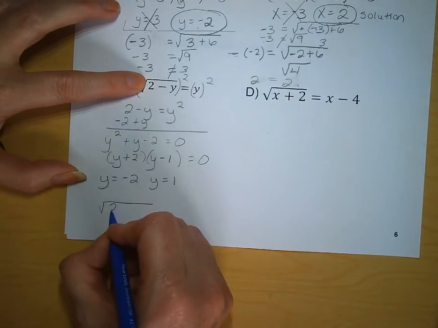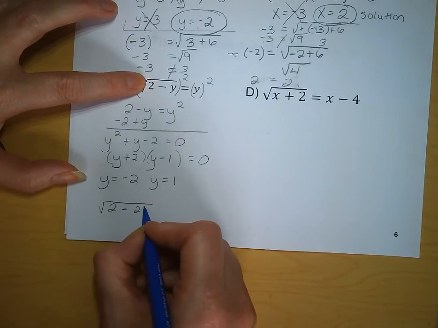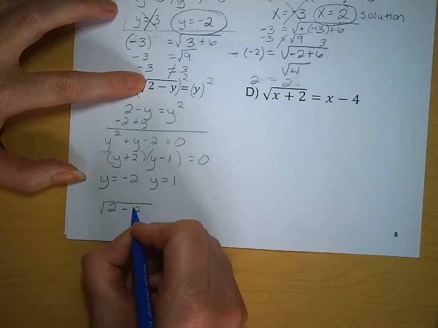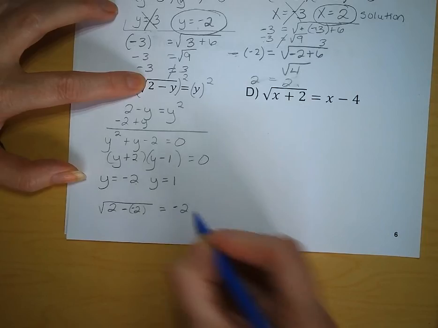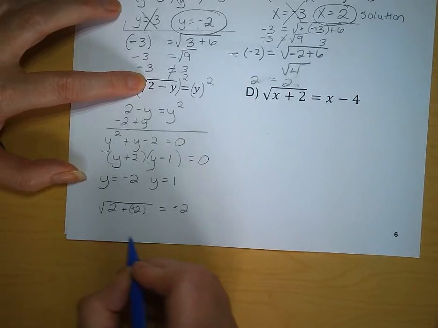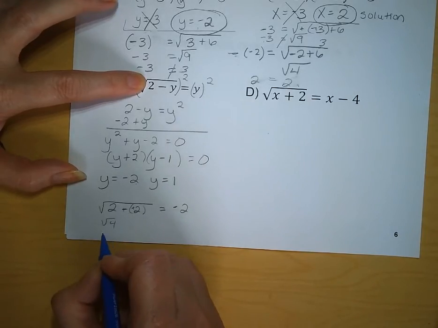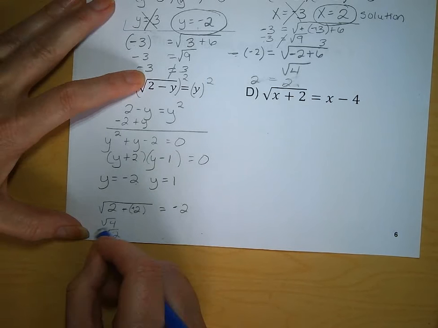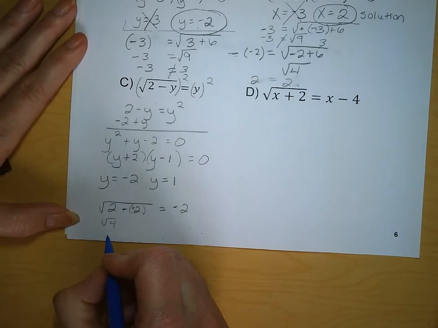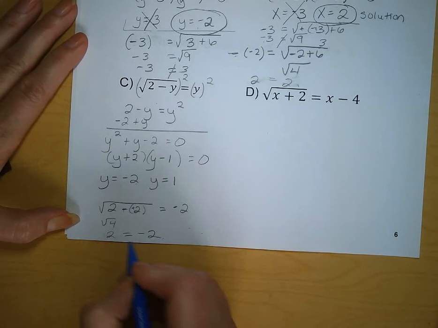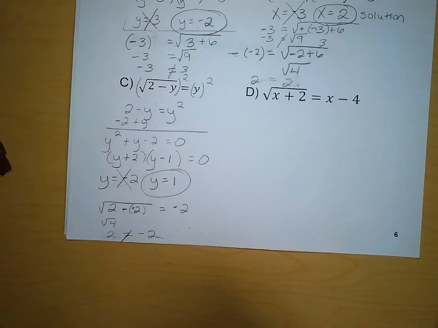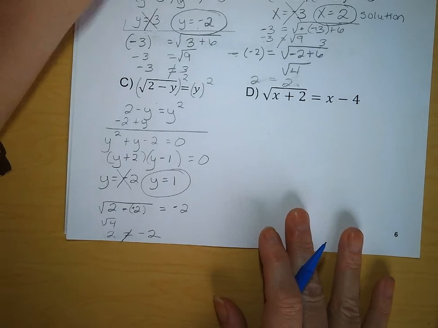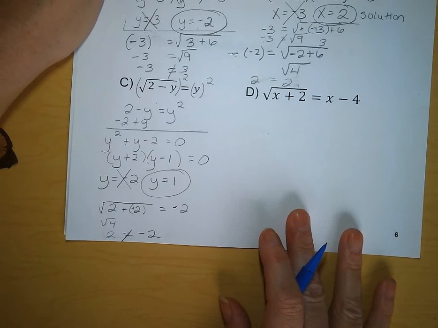So we've got the square root of 2 minus negative 2 is equal to negative 2. So the square root of 4 is equal to 2. Is 2 equal to negative 2? It is not. So y equals negative 2 is the extraneous solution. Y equals 1 is the solution to the equation.